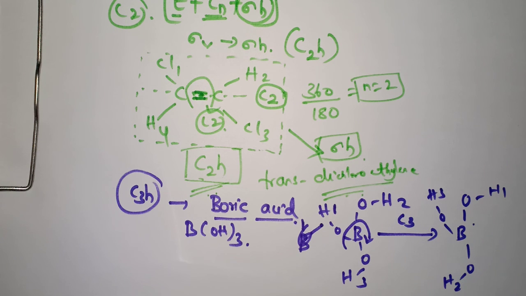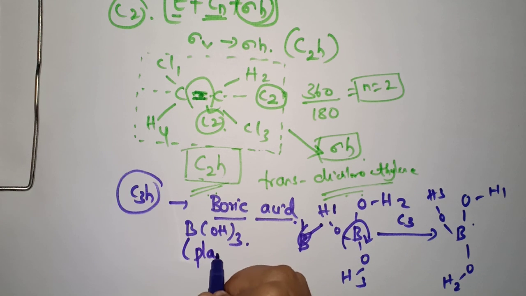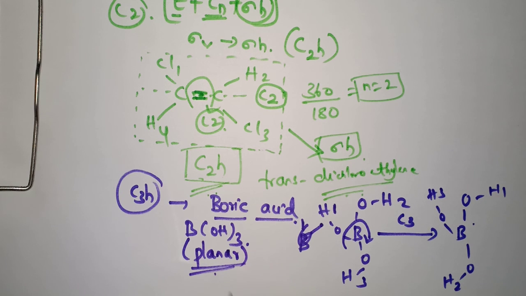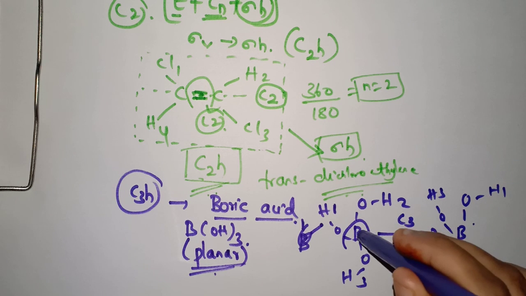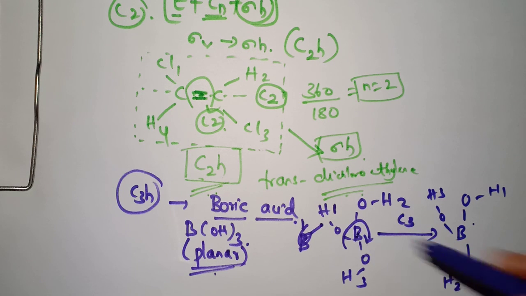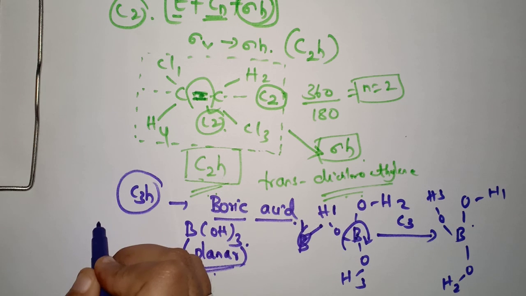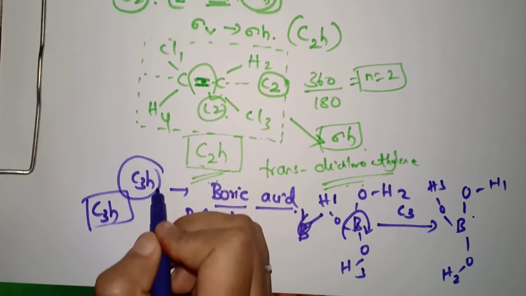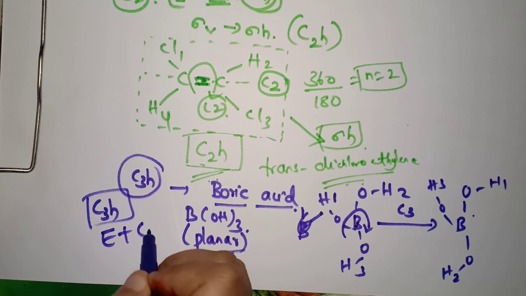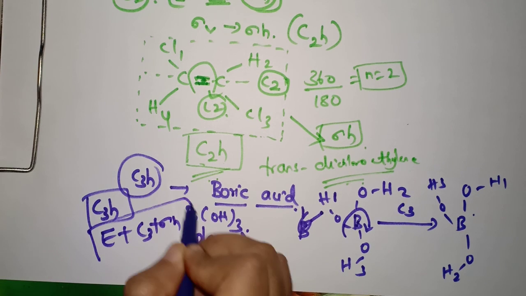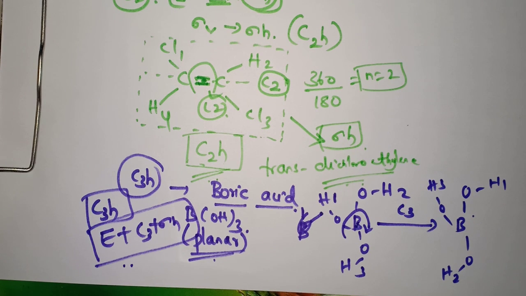Now sigma H is also present. It is planar, and for every planar molecule a plane of symmetry is present. This is the principal axis, and this is the perpendicular plane, bisecting the molecule like this. So the front and the back are formed, and they are mirror images of each other. It is having C3H, that means identity plus C3 plus sigma H. This is for boric acid.